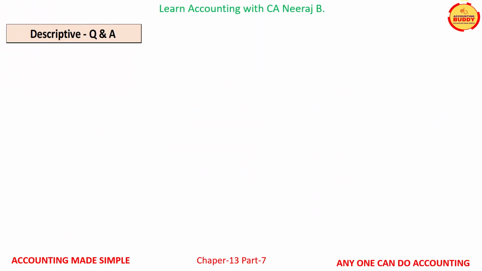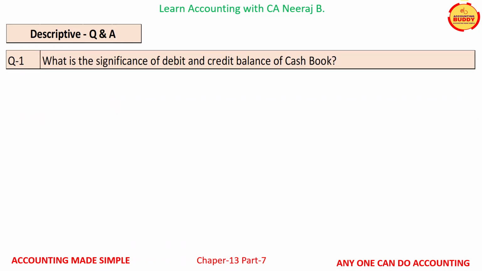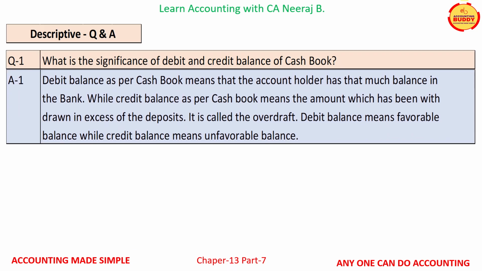In this section, we will discuss the descriptive questions and their answers. Question number 1 is, what is the significance of debit and credit balance of cash book? And the answer is, debit balance as per cash book means that the account holder has that much balance in the bank, while the credit balance as per cash book means the amount which has been withdrawn in excess of the deposits. It is called the overdraft. Debit balance means the favorable balance and the credit balance means the unfavorable balance.